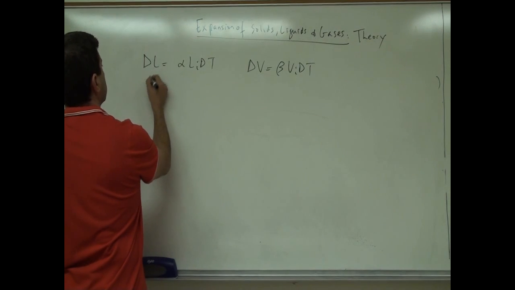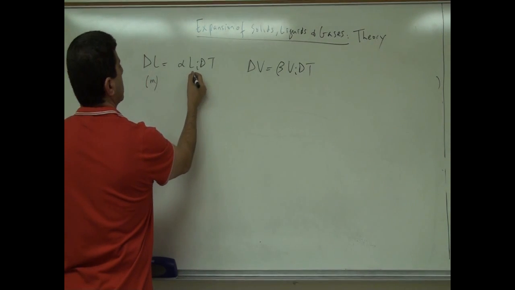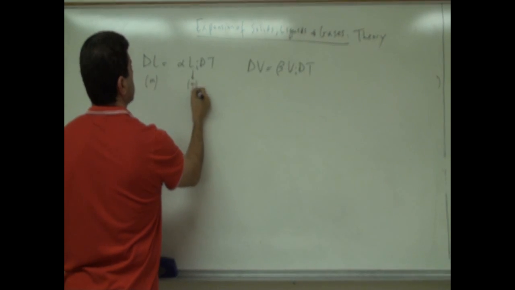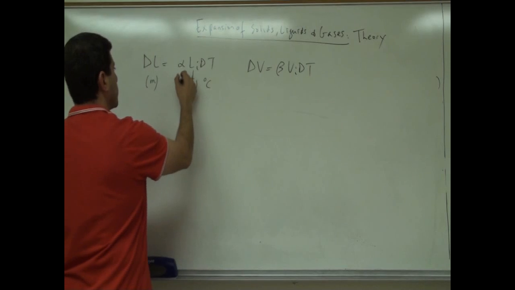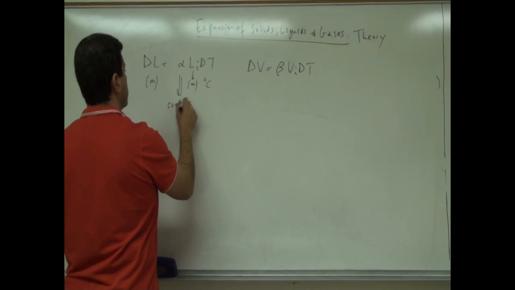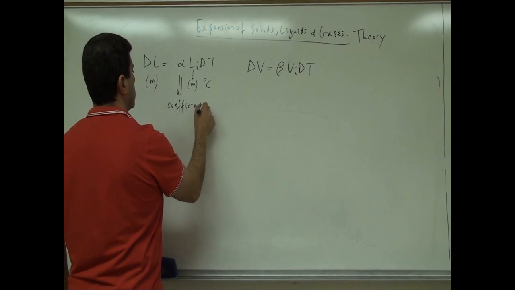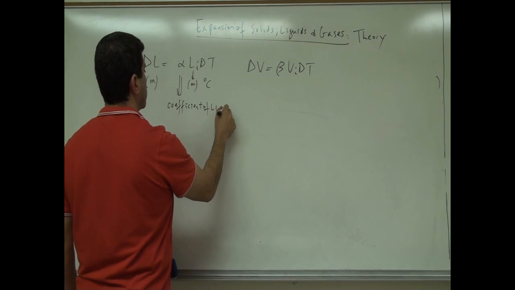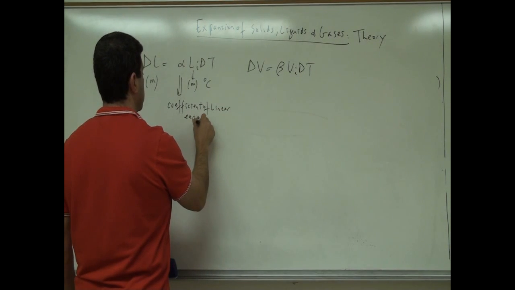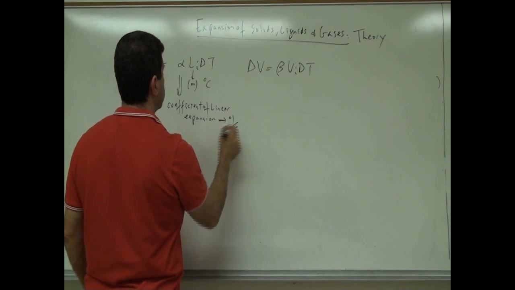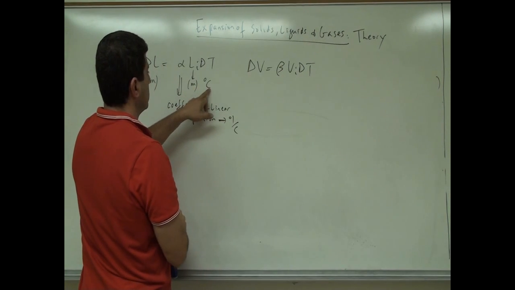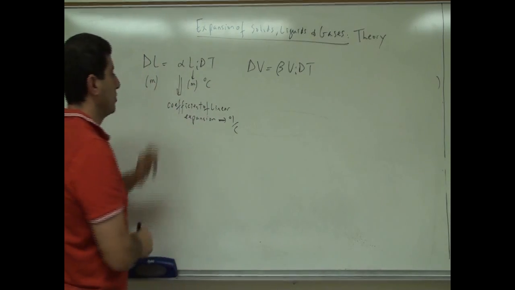So what is this representing? This is in meters. This is also in meters. This is Celsius, right? So alpha is the coefficient of linear expansion. And the units of this is going to be 1 over Celsius, right? 1 over Celsius, which will cancel this Celsius, and then meter will equal meter.